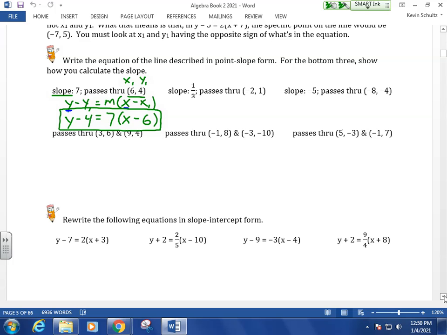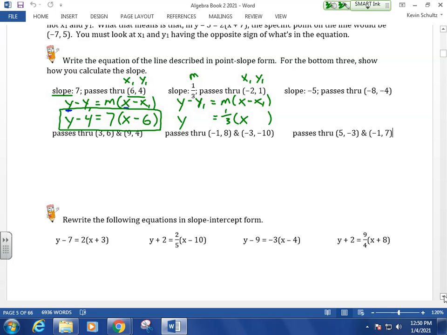Okay, let's look at the second one. The slope of 1/3 passes through (-2, 1). So again, here's our slope given to us, and here's the specific ordered pair that this line passes through. That represents our x1 and y1 values. In our equation, which I'll write the general form of up above, y minus y1 equals m times x minus x1, y and x don't change. We get to plug in the slope, which is 1/3, and the x1 and y1 values.